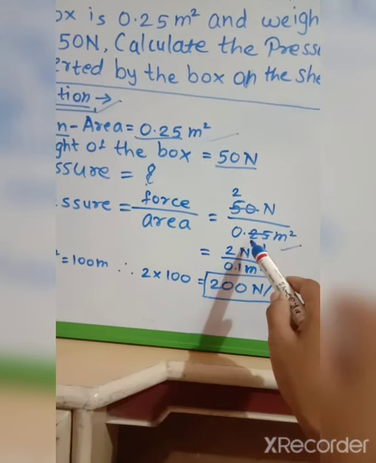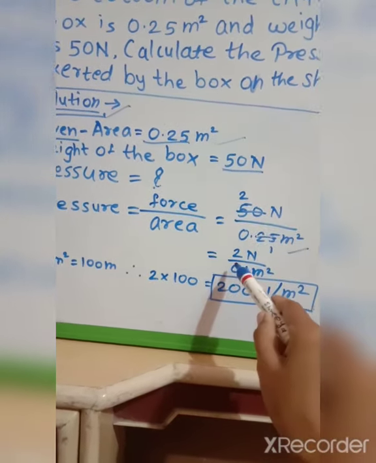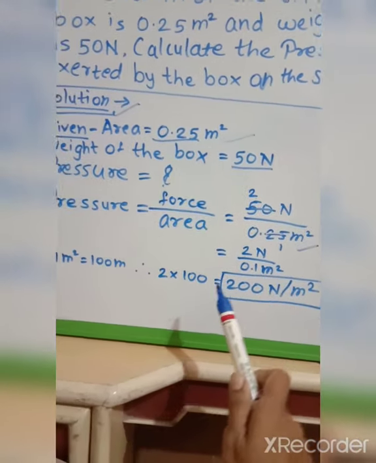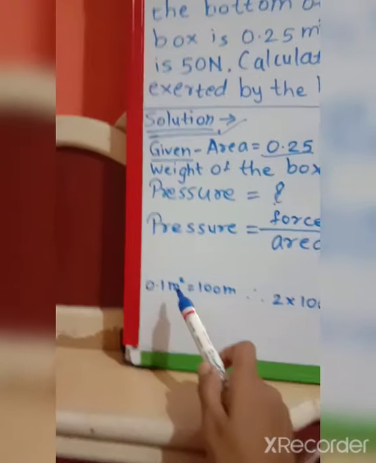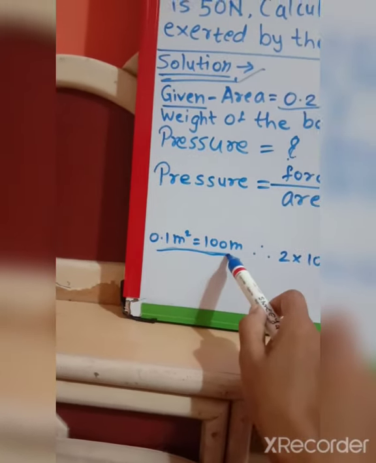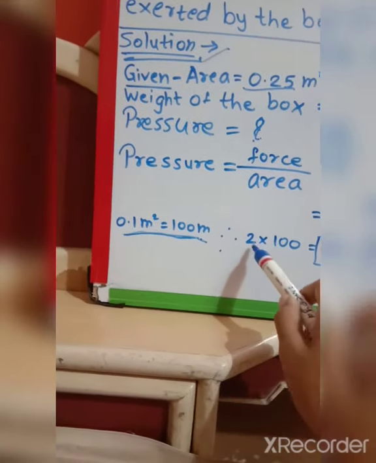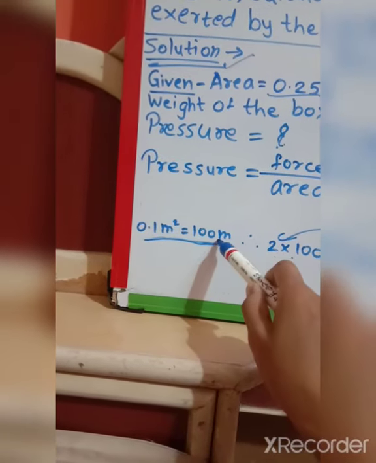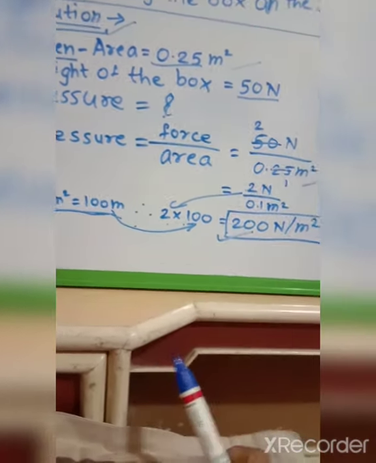Now we will divide it. 25 ones are 25 and 25 twos are 50. So it will come 2 N upon 0.01 meter square. Now we have to convert meter square into N/m square. So 0.01 m square is equal to 1/100 m square, therefore 2 multiplied by 100, this 2 comes from here. So we will get 200 N/m square.